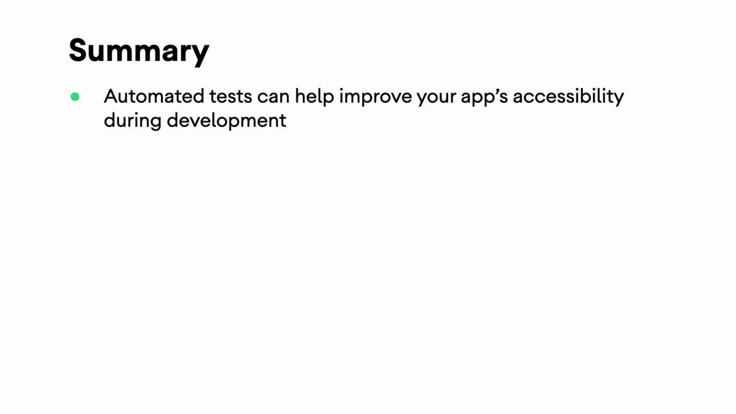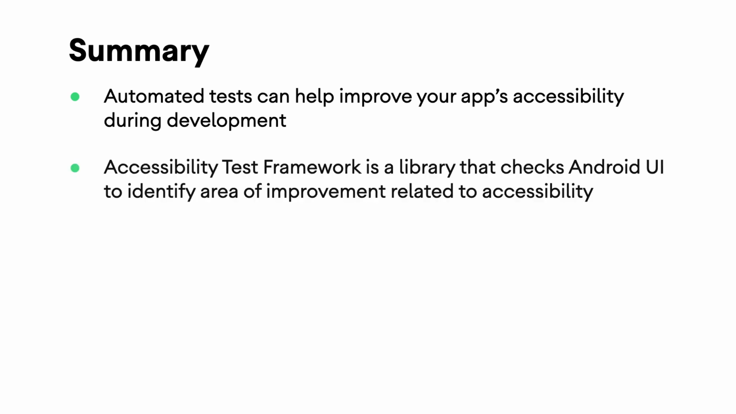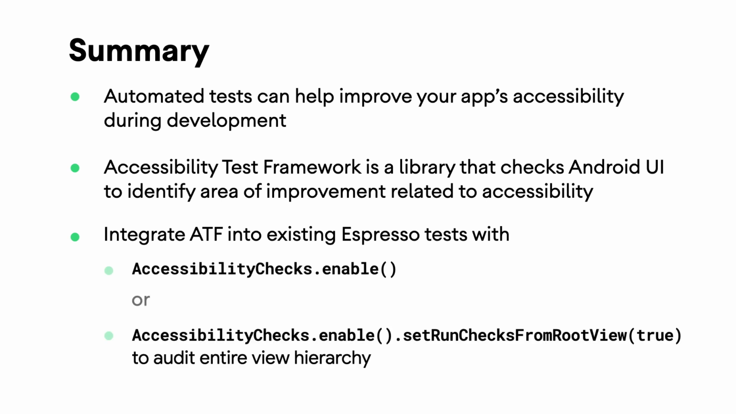To summarize, automated tests for accessibility enable you to identify opportunities to improve your app's accessibility during the development process. Accessibility Test Framework is a library that uses a check-based system to assess specific aspects of an Android UI and identify opportunities for improving an app's accessibility. And finally, you can integrate Accessibility Test Framework checks into existing Espresso tests by utilizing AccessibilityChecks.enable.